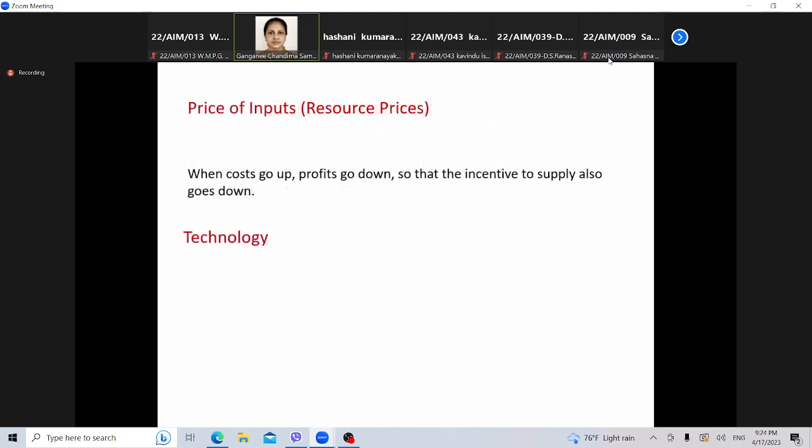Okay. So now we will see when costs go up, profits go down, and the incentive to supply also goes down. That means it shifted left. Okay. If you have advanced technology, then it reduces the number of inputs needed to produce a given supply of goods. That means the cost of production is decreasing. We don't want more labor. We have good technology.